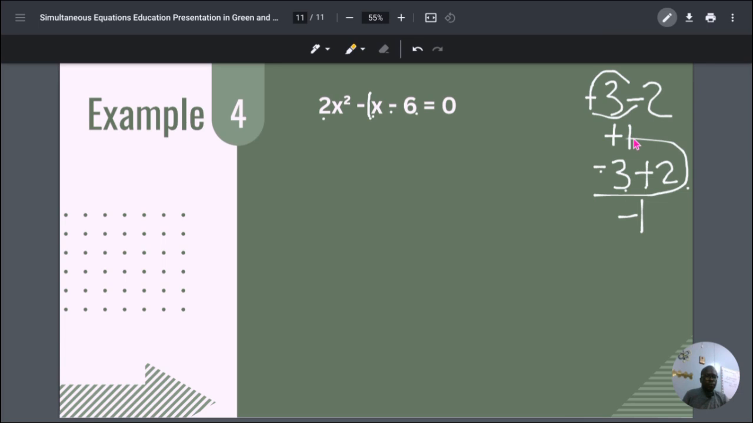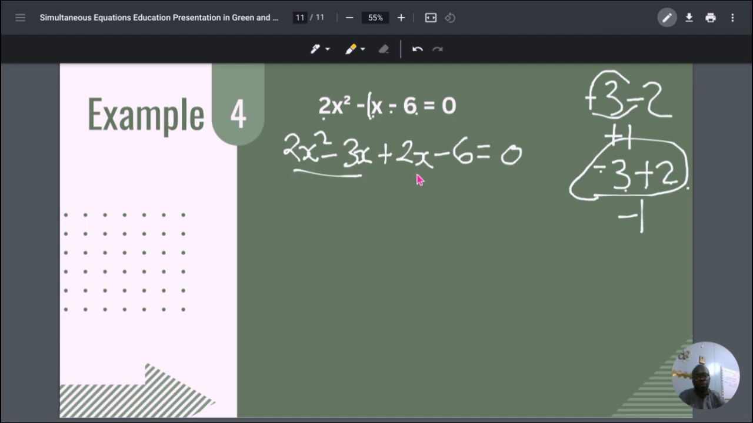So we are using this minus 3 plus 2. So 2x squared minus 3x, remember your x must be there, and then my plus 2, this one, plus 2x, then minus 6 equals 0. Okay, let's go for the factor that is common between this and the factor common between this.